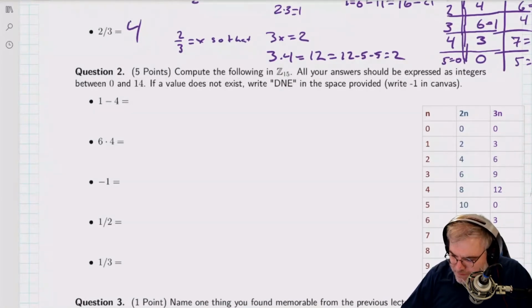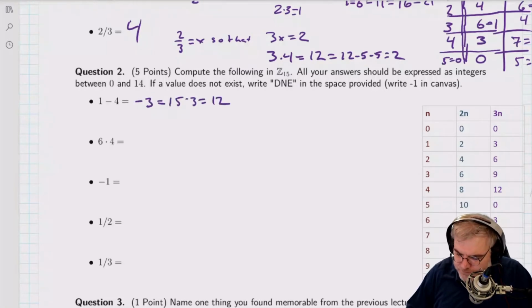Okay. Back to this. 1 minus 4 in Z15. I don't really feel like writing the whole thing out, but if I go back, that's negative 3, which equals 15 minus 3, which equals 12. How do we feel about that, 1 to 5? Please do not start doing politics. I'm sorry I mentioned it in the chat. It's my fault. I started it.